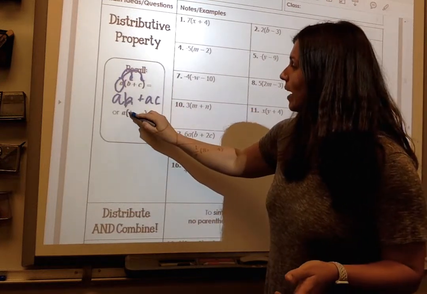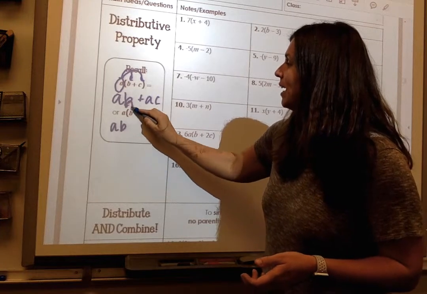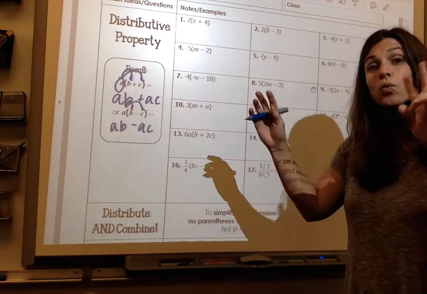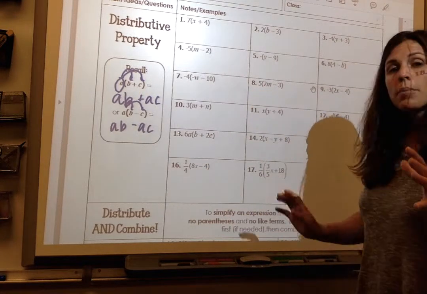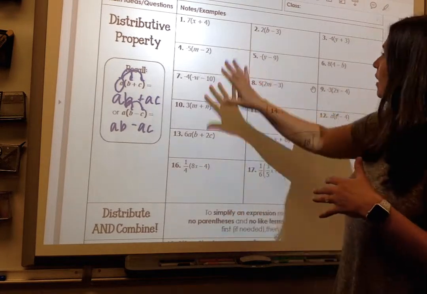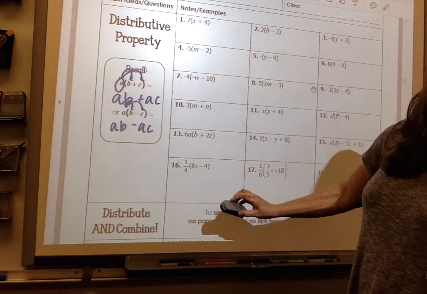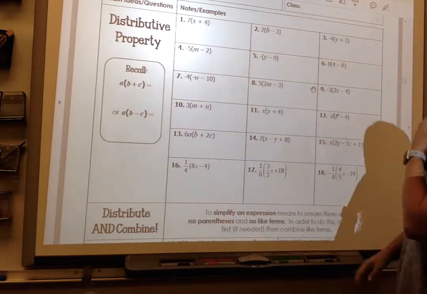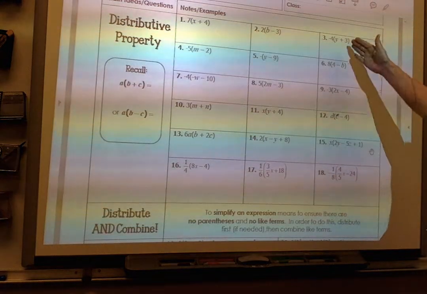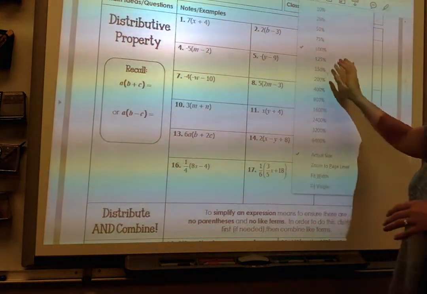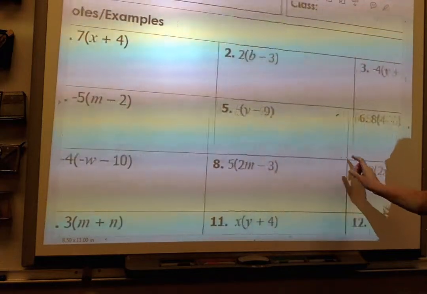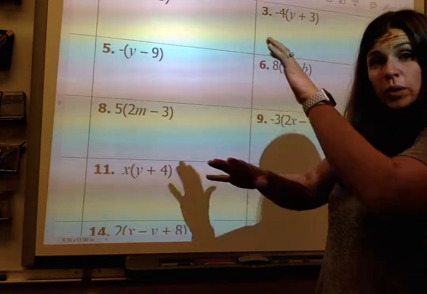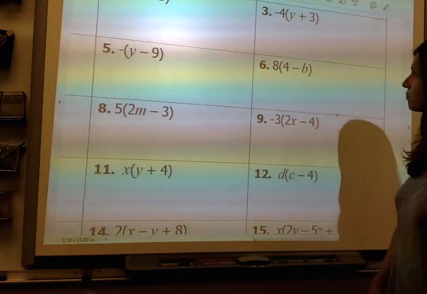Or distribute A times B for AB, and A times negative C is negative AC. So that's kind of the rule for the distributive property. But I want you to see what it looks like given numbers and variables. Let's do that third column, since that gives you plenty of practice problems together, and if you're still struggling, that's when you come into tutoring and we can do the other sides of the notes together.